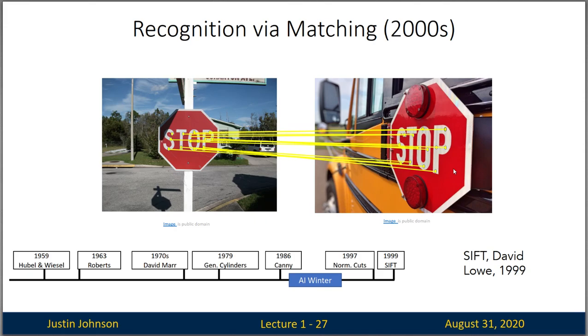Then going a bit further to the early years of this millennium, recognition with matching common points of interest between images was to a large extent developed in these years, and this is really super important still nowadays, especially for 3D computer vision. One of the most important works from these years is the feature descriptor called SIFT, which was introduced in 1999, and we will also talk about it in this course.